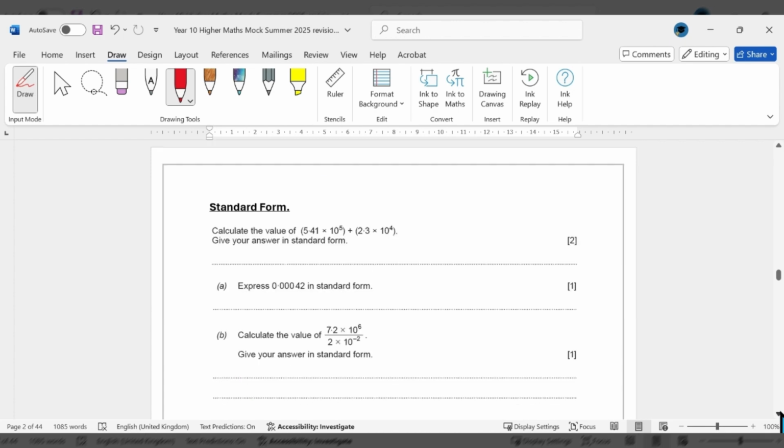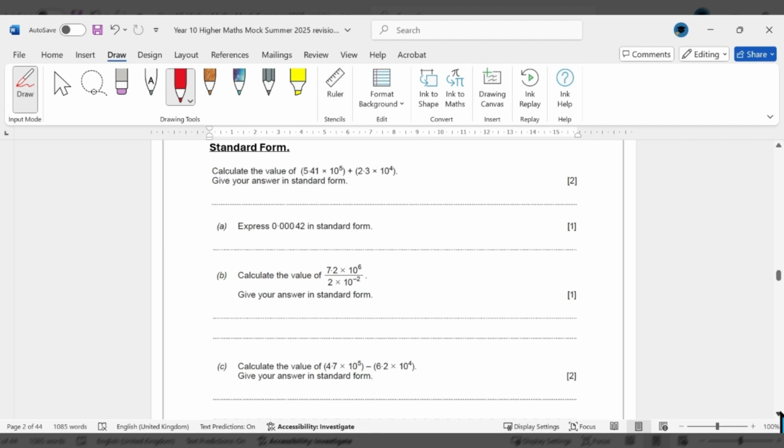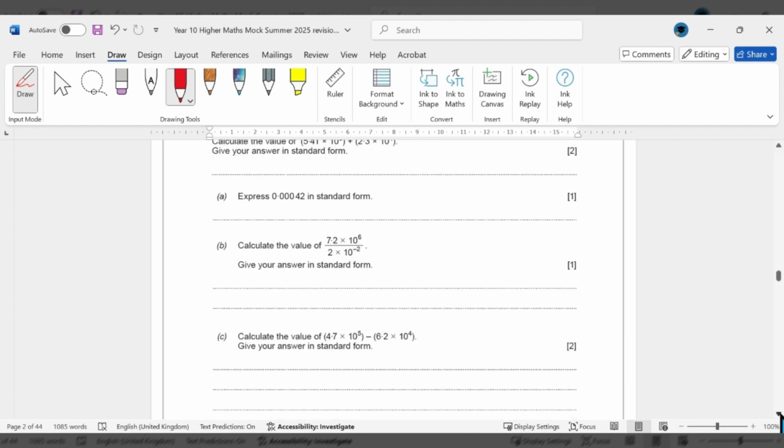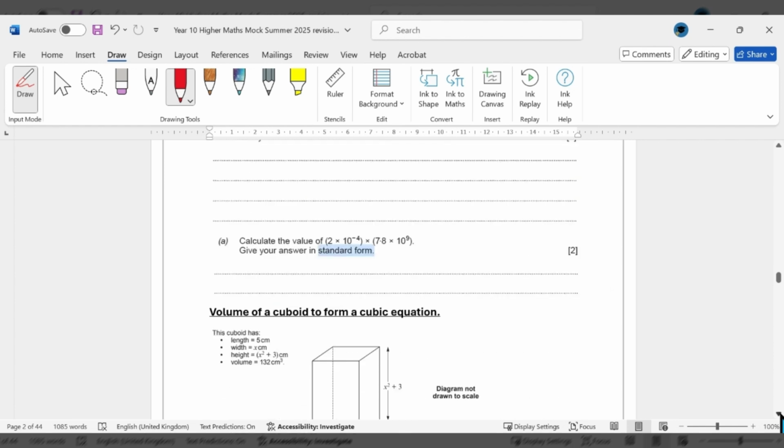Standard form, guys, you've got a calculator. Stick it in your calculator as it is, just using the power button, using brackets. But if it gives your answer as a number, just remember to put that number back into standard form.